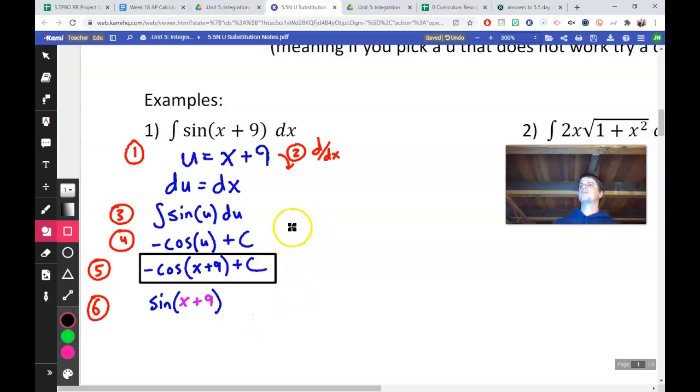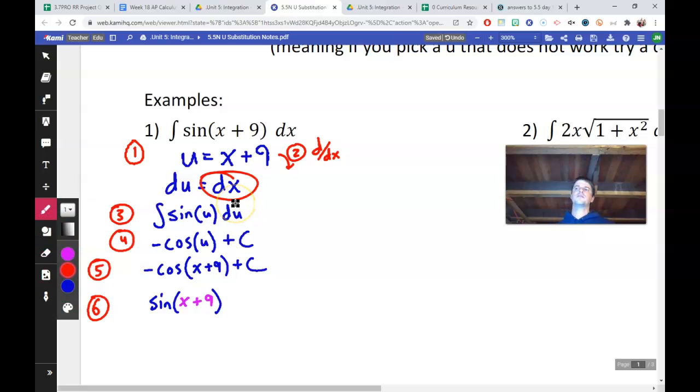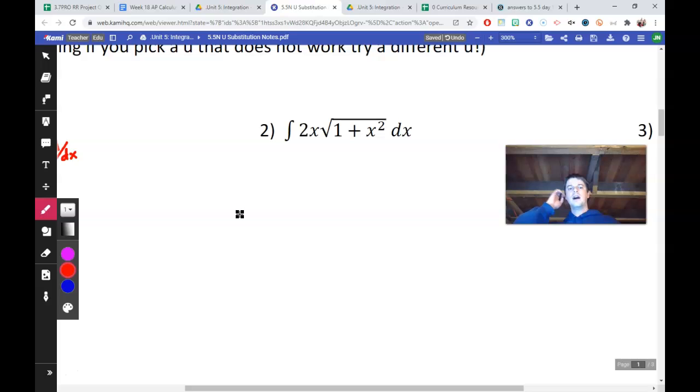So those are the 6 steps. I won't label the 6 steps from here on out, but I want to show you guys those. And what we'll do is, yeah, it gets a little more complicated just because we have to solve for dx, especially this step right here. We've got to make sure that we get dx by itself. It's not always as simple as simply saying, oh, look, they're the same thing. So let's move on and try this next one.